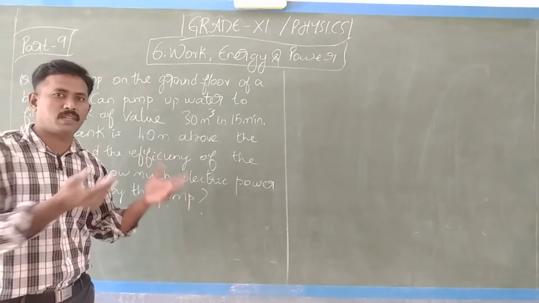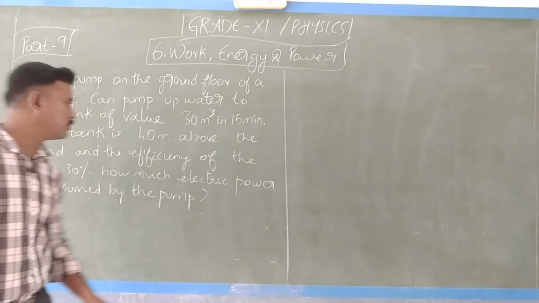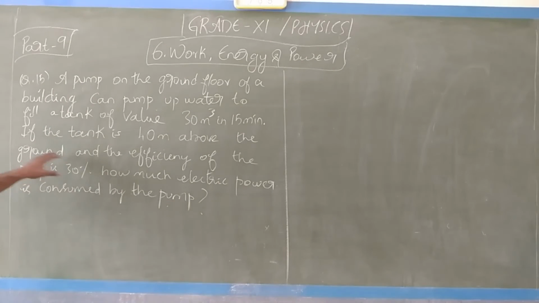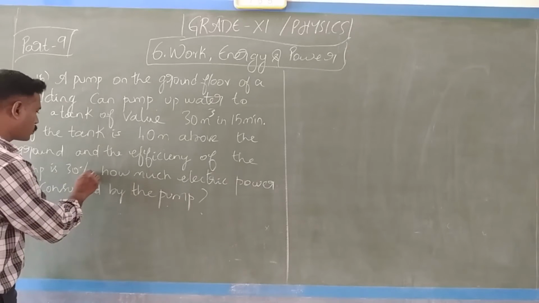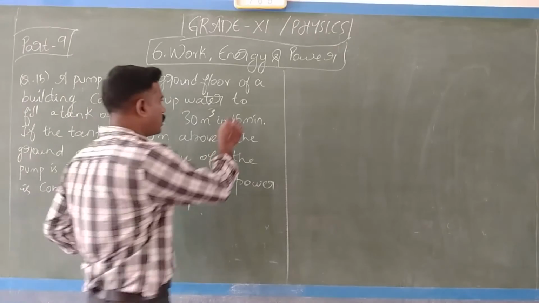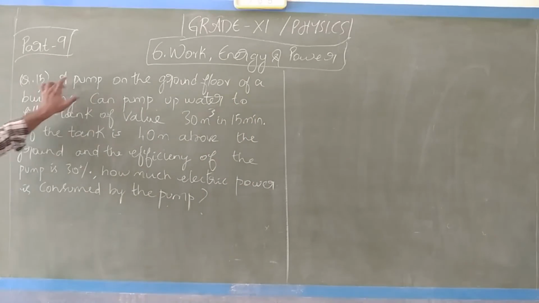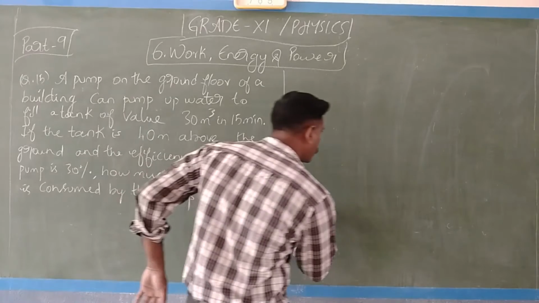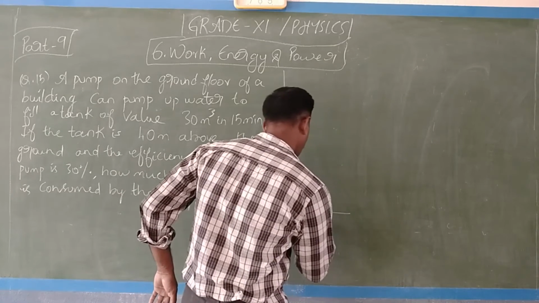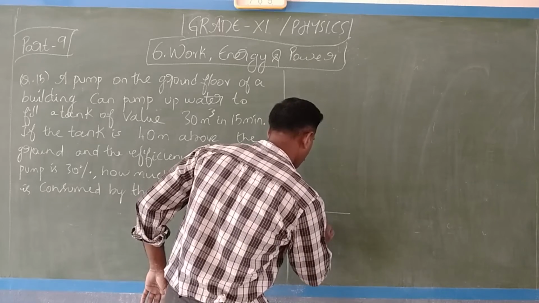This type of problem can be easily visualized. These are situations we face in real life, like in our homes. And the efficiency of the pump is 30%. How much electrical power is consumed by the pump? Let me make the problem clear. A diagram will be convenient for you. I will show it in the diagram. A pump on the ground. I will write down here. So we have a pump. So this is a pump.